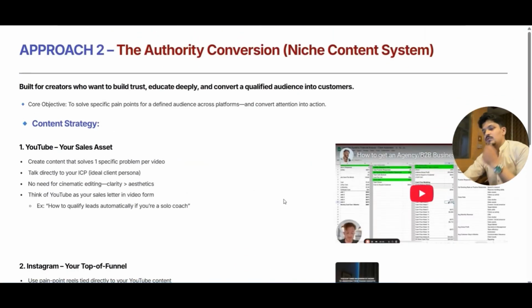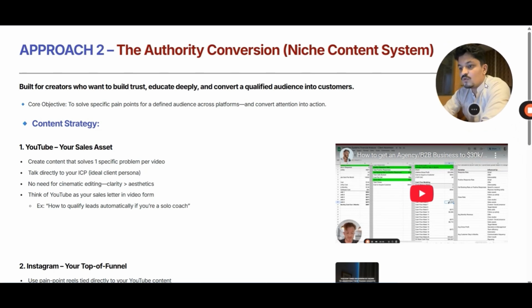Now, as for the second approach, we got the authority conversion, which is the niche content system, right? And let's talk about this. It's built for creators who want to build trust, educate deeply, and convert a qualified audience into customers. Simple as that. And I think the last objective is really important here. 80% of the audience are choosing this approach only to get clients as fast as possible. So convert attention into action, right? That's the goal right here.